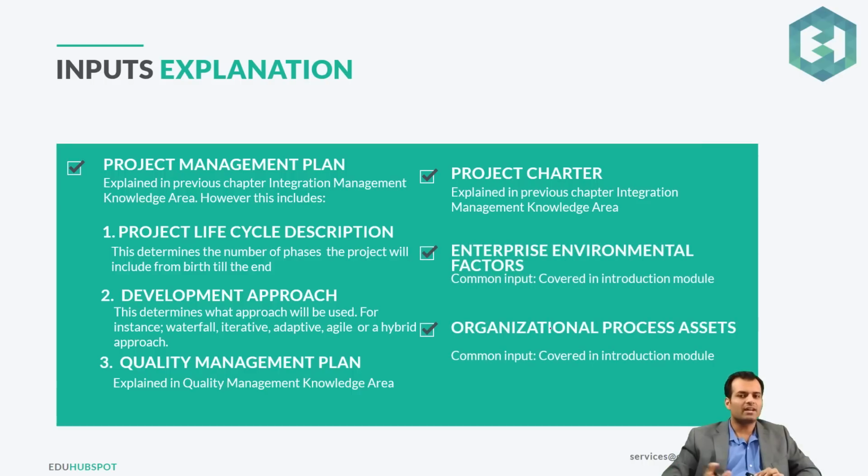Okay, so inputs, again, as I told you, the child always comes from the father. So the father is the origin, right? Your project management plan is the origin, and the child, which is the scope management plan and the requirements management plan, which will become part of this particular process, would be the output. So first you will have the project management plan as an input. Then you will have the project life cycle description, development approach, and quality management plan. So project life cycle description determines the number of phases the project will include from birth till the end.